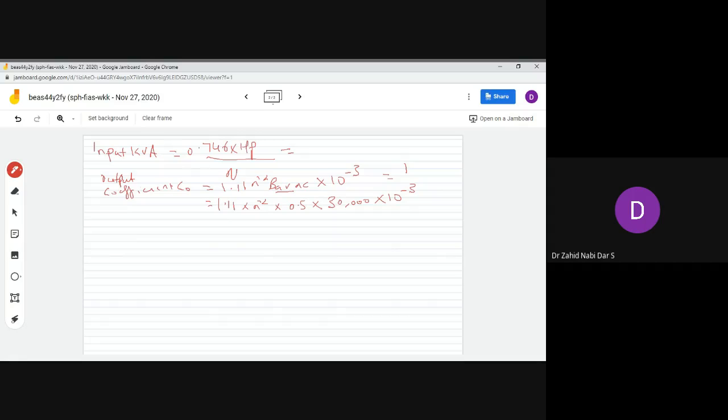You divide by 0.9. How much do you get? 230.24. So what is the input kVA formula? Input kVA formula is 0.746 into HP divided by efficiency into cos phi.